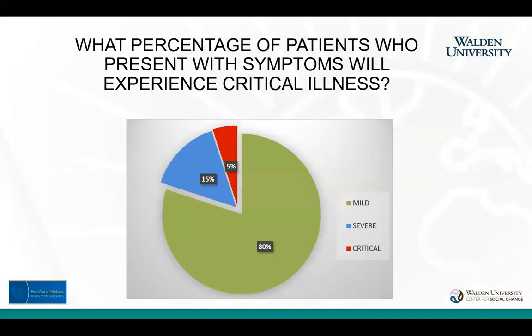So this is probably one of the most important slides I will share with you today. And the big question is, we know that there is a huge spectrum of disease. So what percentage of patients who are diagnosed with COVID-19 actually experience critical illness? Now, as you can see from this graph, based on the early reports from China, approximately 80% of cases have been presenting with mild symptoms.